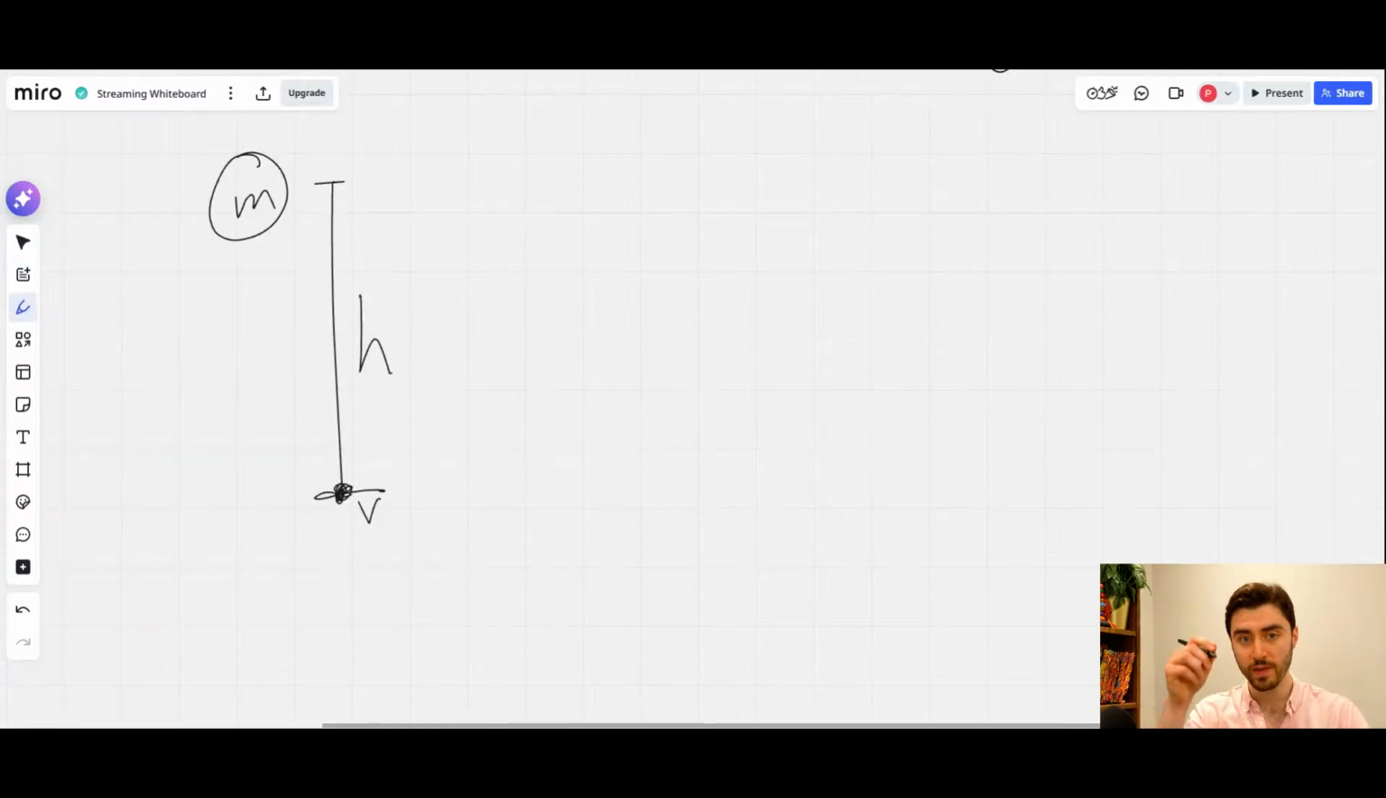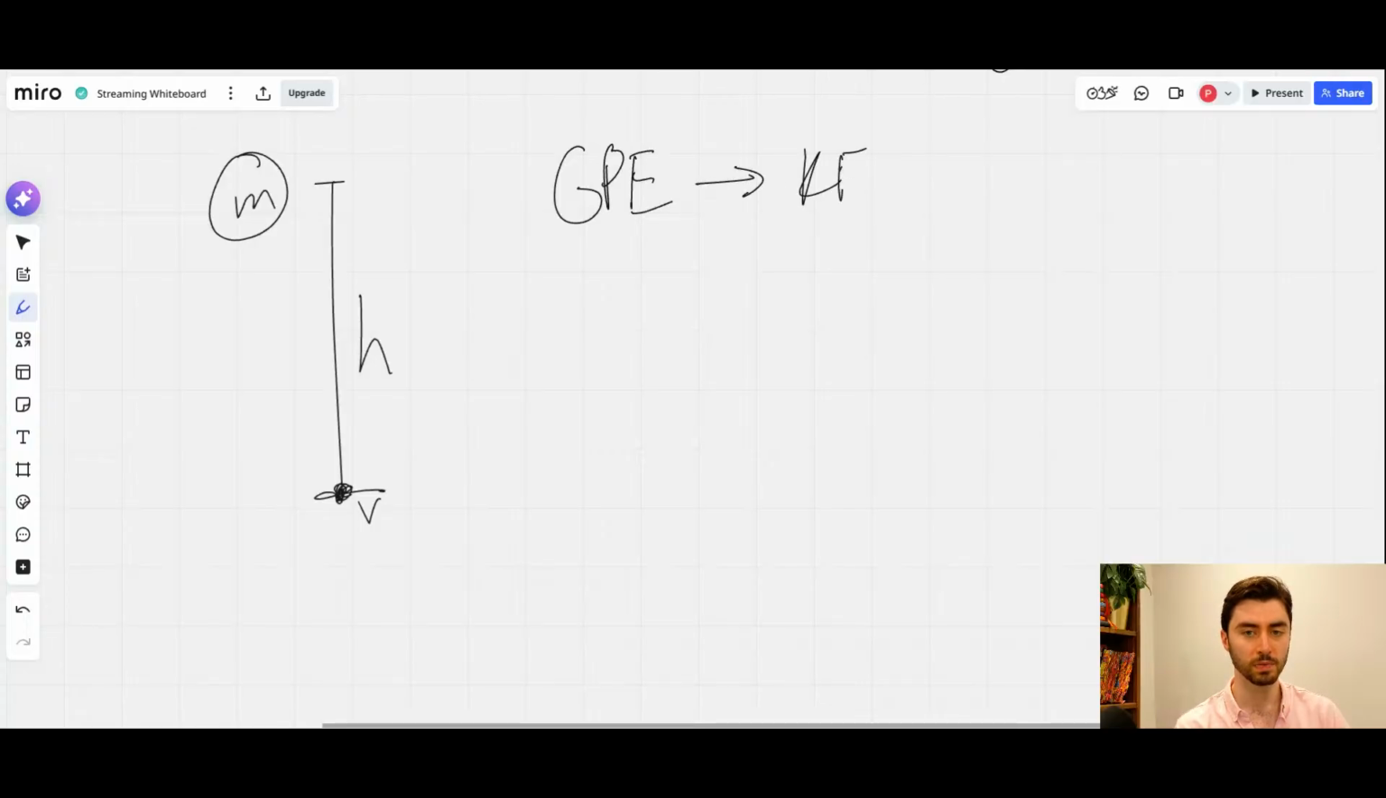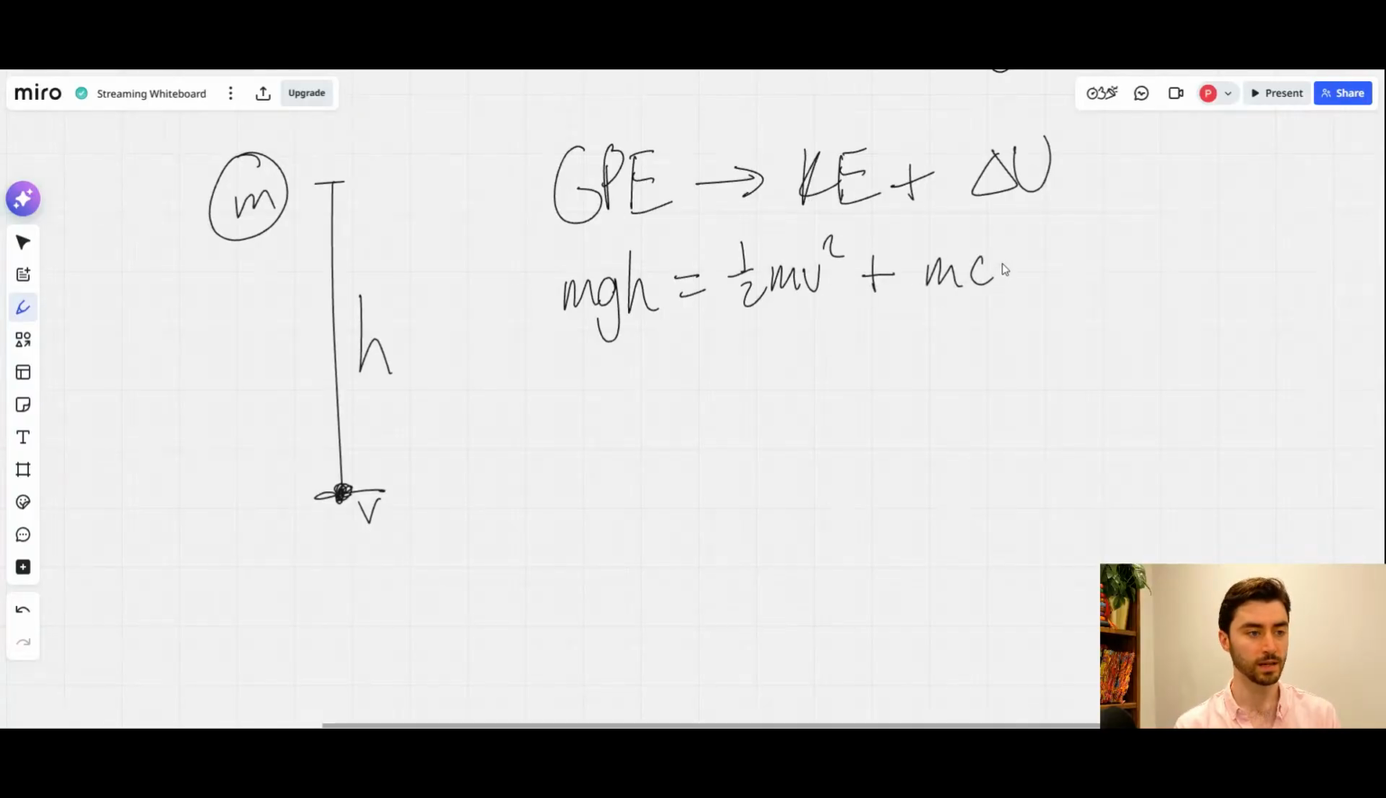So again, with any sort of energy problem, first write out the word equation so you understand what's happening. What's happening is the GPE is going to kinetic energy plus the increase in the internal energy. So in other words, mg delta h would be equal to the kinetic energy gained, which is a half mv squared, plus the mc delta T. And this question is asking us to find an expression for delta T.